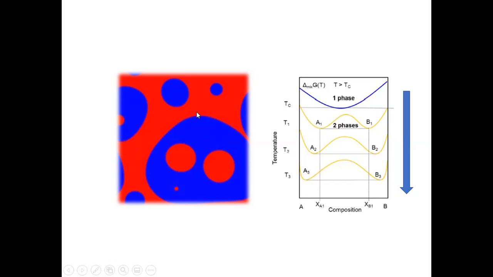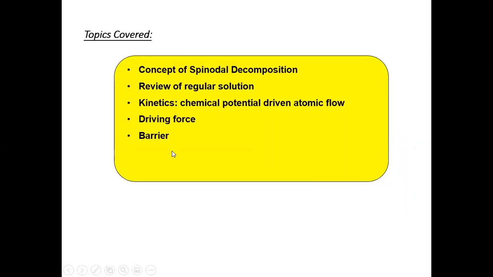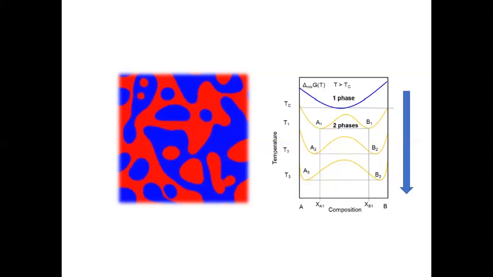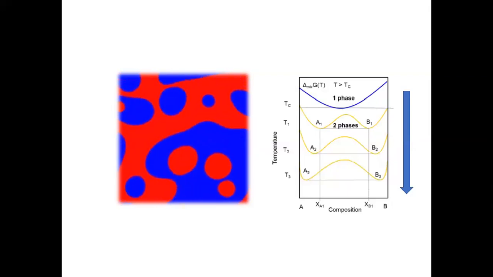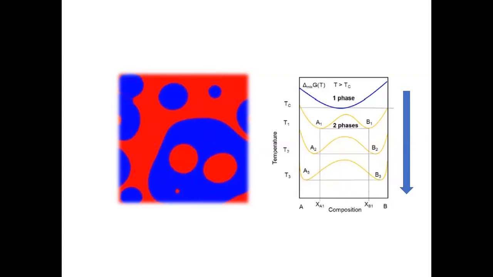Now kinetics: what you see is that you start from a kind of homogeneous mixture, and then the phases start to separate, and they keep on growing. One of the phases becomes coarser and coarser, and the other one also becomes coarser. So that's basically the overall kinetics. Okay, so that's spinodal decomposition in a nutshell.